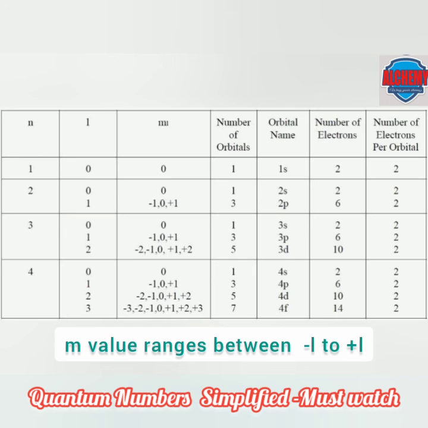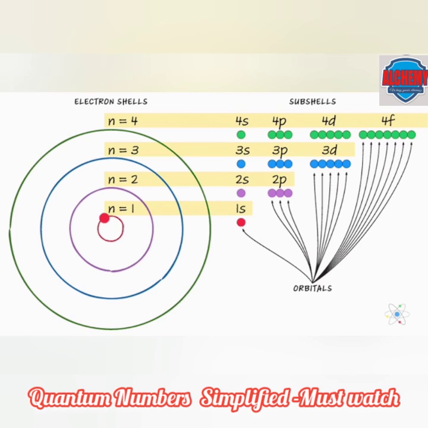The 3P, being a P subshell, has got 3 orbitals. The L value of P is 1 and the values of the orbitals range from minus L to plus L, and they are minus 1, 0 and plus 1. Since there are 3 orbitals and each orbital can hold 2 electrons, 3P can accommodate 6 electrons. Similarly, the 3D, being a D subshell, has got 5 orbitals. The L value of D is 2 and the values of the orbitals range from minus 2 to plus 2, and they are minus 2, minus 1, 0, plus 1 and plus 2. Since the 3D subshell has got 5 orbitals and each orbital can accommodate a maximum of 2 electrons, the total number of electrons in the 3D subshell is 10. This picture describes the shells, the subshells and the number of orbitals present in each subshell.